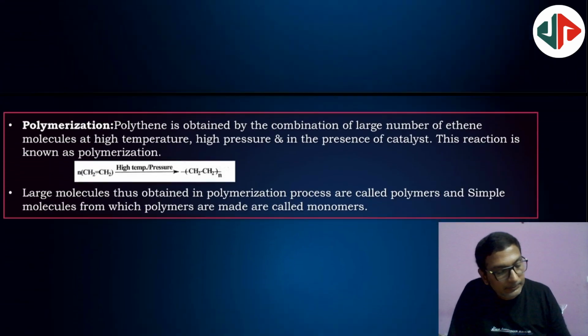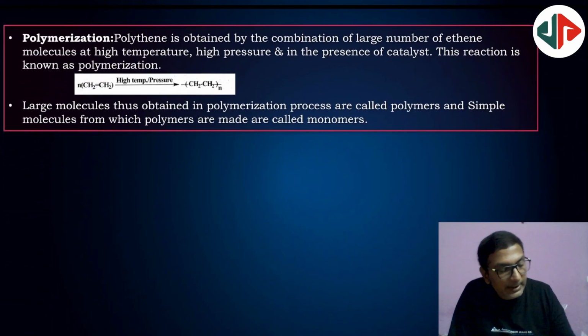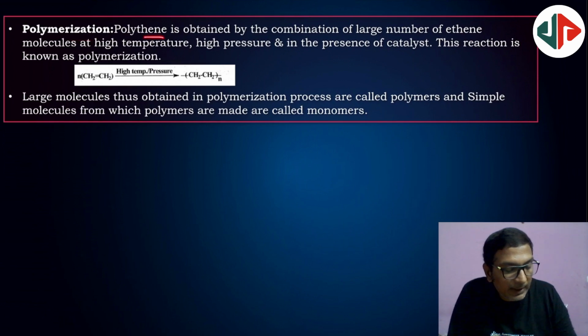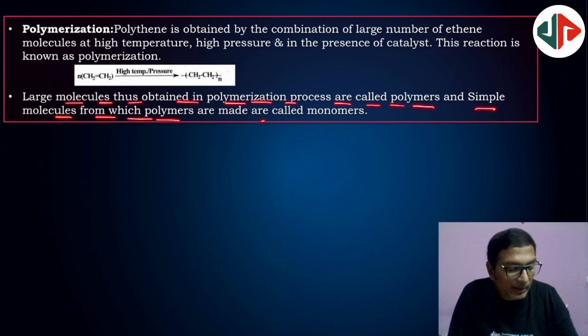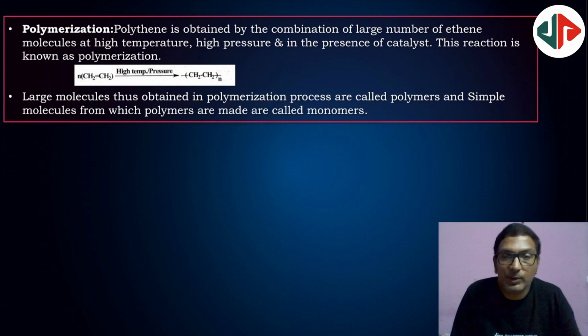Next, polymerization. Polyethylene is obtained by combination of a large number of ethene molecules at a high temperature in the presence of a catalyst. Ethylene to polyethylene. Next, large molecules thus obtained in the polymerization process are called polymers and simple molecules are known as monomers. Single unit is monomer and combination of many units is polymer.